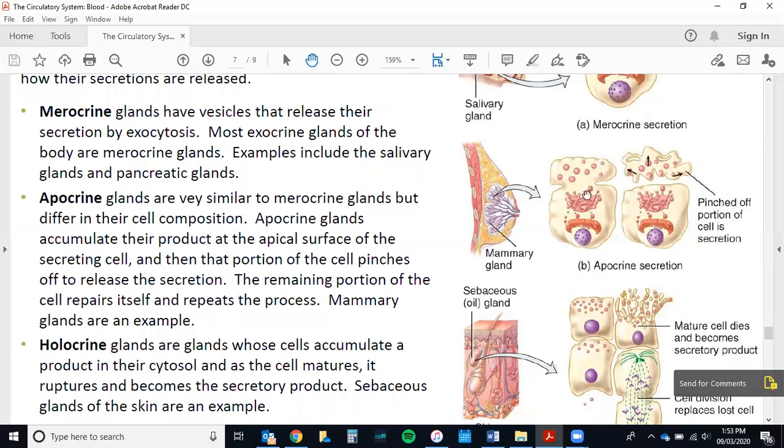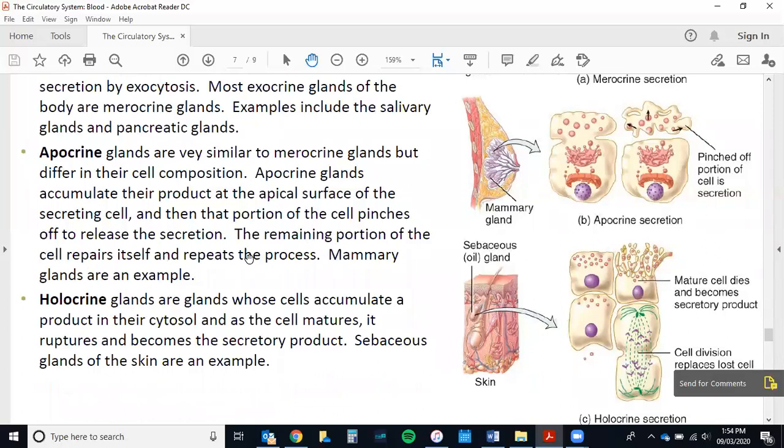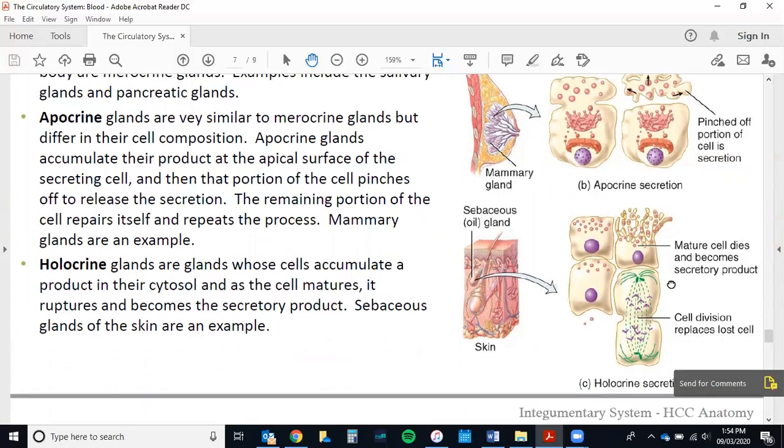Apocrine glands are very similar to merocrine, but differ in cell composition. What happens is we still do the same thing. We use the Golgi to create these little bubbles. The vesicles, instead of being released from the cell altogether, accumulate on one side of the cell. And then as you can see, that cell pinches inward and breaks into two parts. The rest of the cell remains normal, and the side where all those vesicles accumulated breaks away. So the cell releases not only the substance, but also a portion of itself. The remaining portion of the cell can then repair itself and repeat the process. Examples shown here are your mammary glands in lactating females.